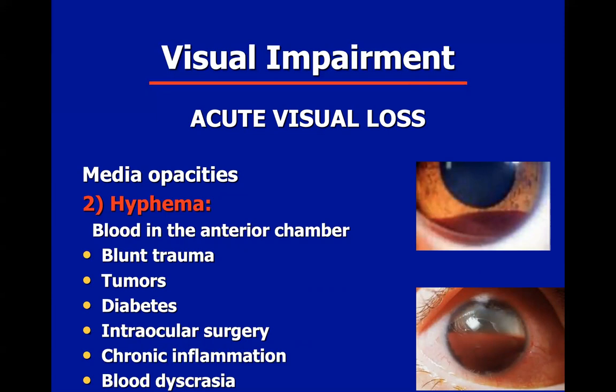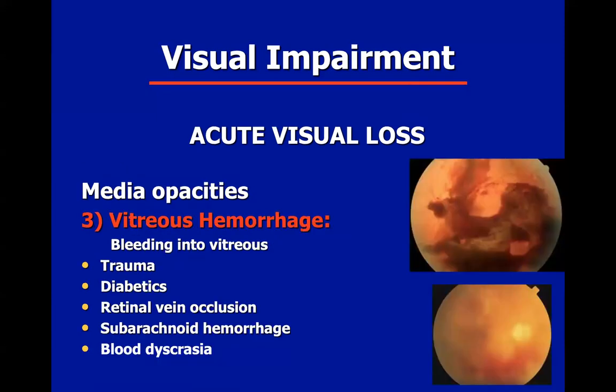Remember, we talked about it. It goes from the cornea through the pupil, through the lens, and here it's covering it. So this patient definitely will have acute visual loss. The causes are blunt trauma, tumors, diabetes, intraocular surgeries, chronic inflammation, and blood dyscrasias.